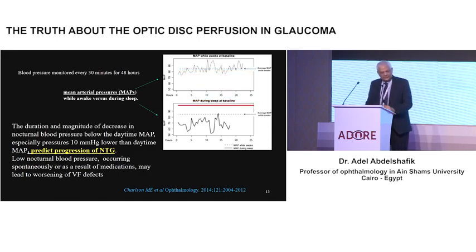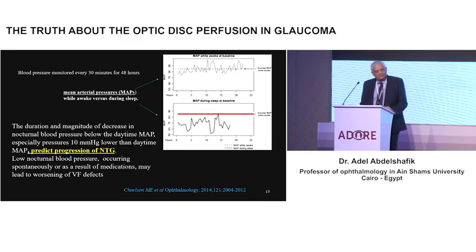In this study in 2014, it was done by measuring the pressure every 30 minutes over 2 days. And they made a curve for the systolic arterial blood pressure and the diastolic arterial pressure, and they made a mean for the arterial IOP. And they found that if the hypotension that occurred by night dropped more than 10 mmHg compared to the daily average arterial pressure, then these persons will show progression, especially in normal tension glaucoma.